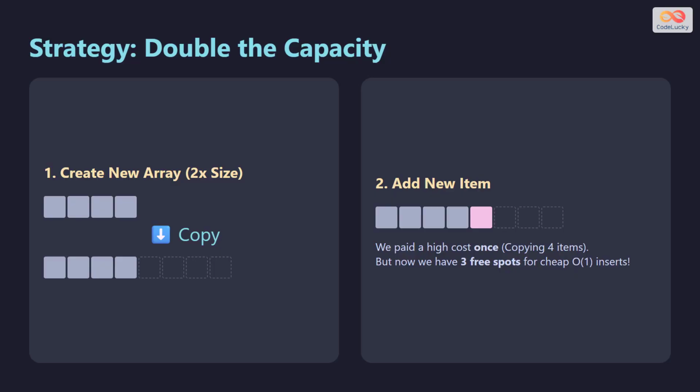Here is how we handle that. When the array fills up, we typically double its size. We pay the heavy cost of copying all the elements once. But notice what happens after that. We now have a huge amount of free space. The next many insertions will be cheap and fast again. We paid a high cost once to buy ourselves a long period of low-cost operations.